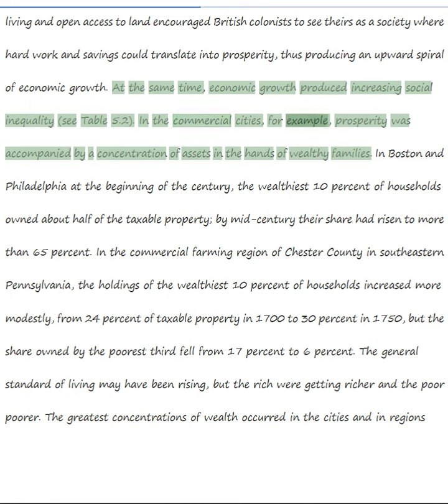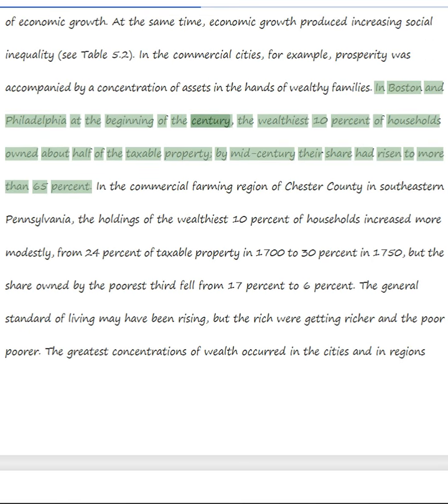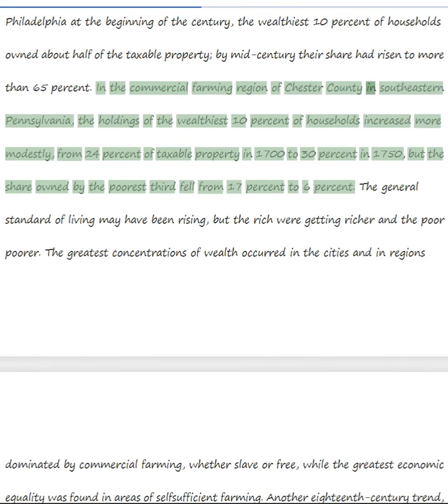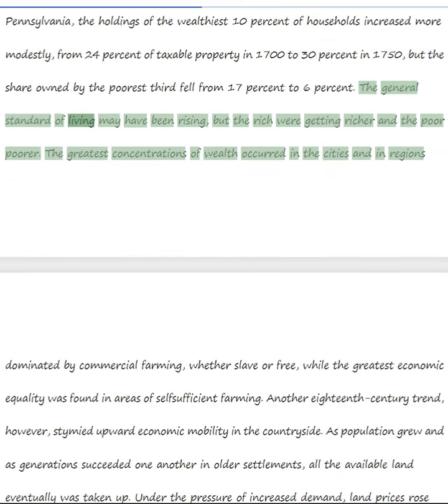In the commercial cities, for example, prosperity was accompanied by a concentration of assets in the hands of wealthy families. In Boston and Philadelphia at the beginning of the century, the wealthiest 10% of households owned about half of the taxable property. By mid-century their share had risen to more than 65%. In the commercial farming region of Chester County in southeastern Pennsylvania, the holdings of the wealthiest 10% of households increased more modestly, from 24% of taxable property in 1700 to 30% in 1750, but the share owned by the poorest third fell from 17% to 6%. The general standard of living may have been rising, but the rich were getting richer and the poor poorer.